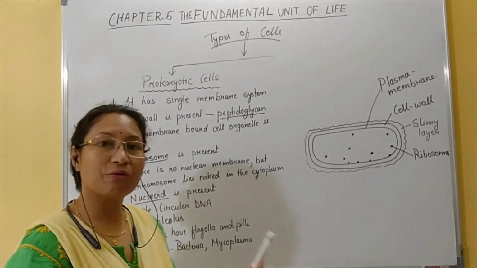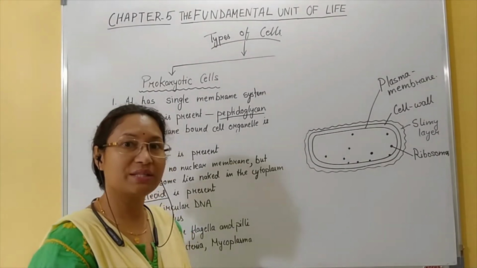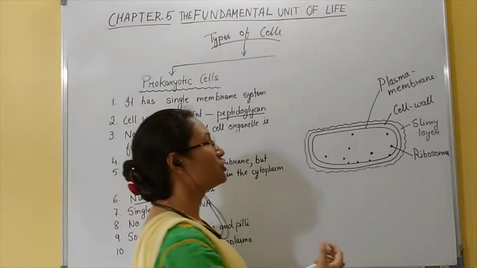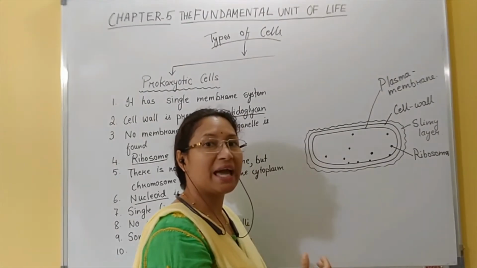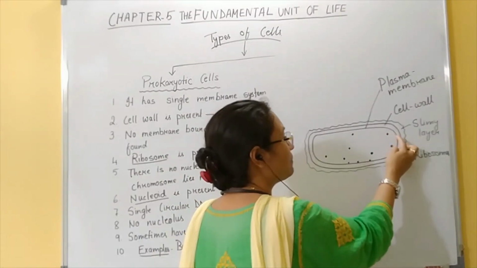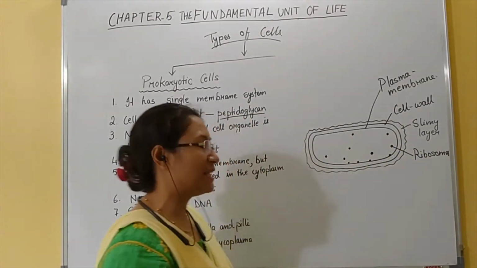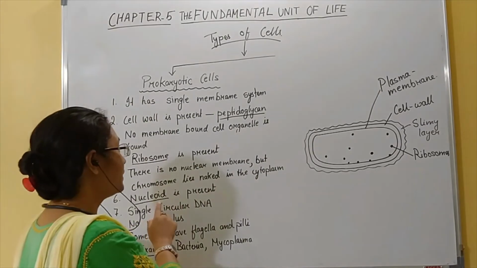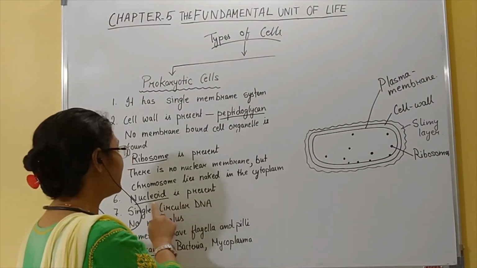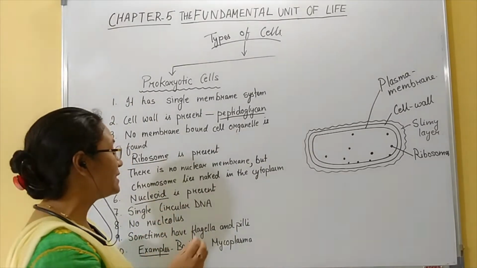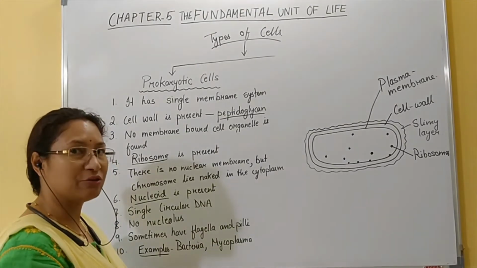So who will perform the function of the mitochondria, that is respiration? This function of power making and ATP generation will be done by this plasma membrane itself. Now the nucleus is absent. We know nucleus is absent because this is a primitive kind of cell.